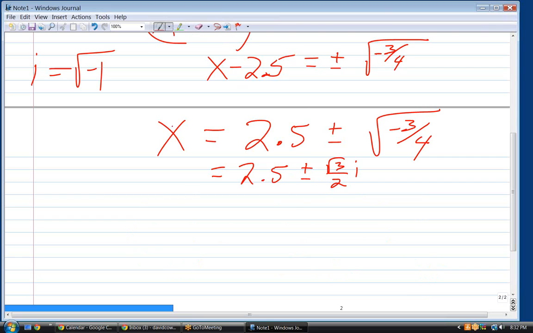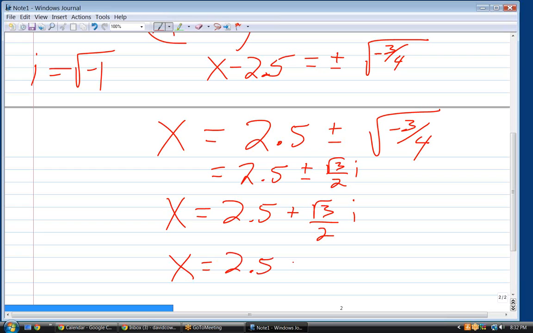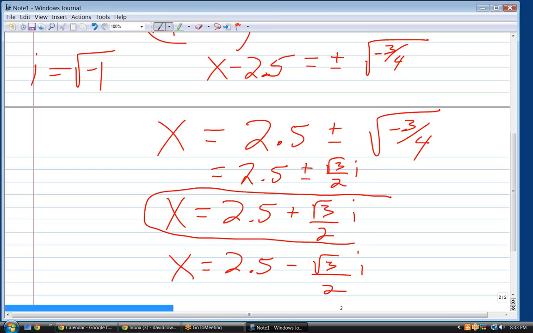Like this. And it's worth knowing that that means 2.5 plus root 3 over 2 i, and the second answer is 2.5 minus root 3 over 2 i. In other words, imaginary solutions always come in pairs like this. If you get one solution, you automatically know the second solution is this minus the imaginary part. And so those are the two solutions.